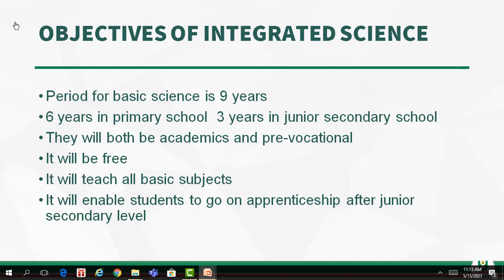When students leave school at the junior secondary school level, they may then go on to an apprenticeship system for out-of-school vocational training.